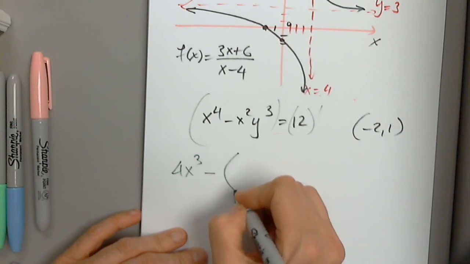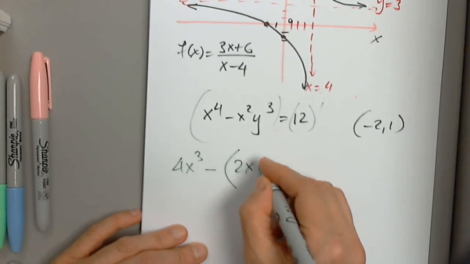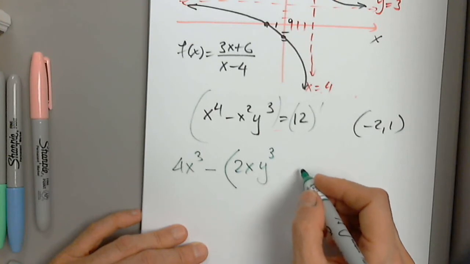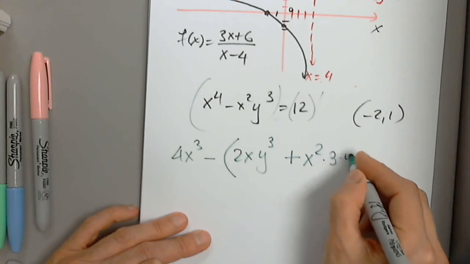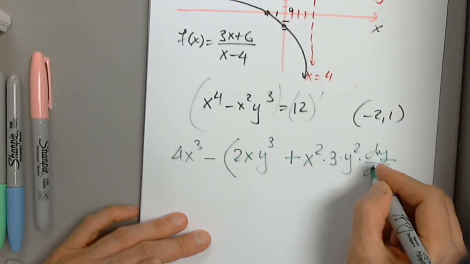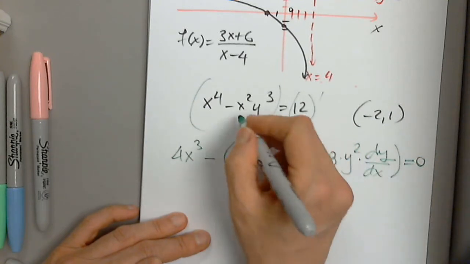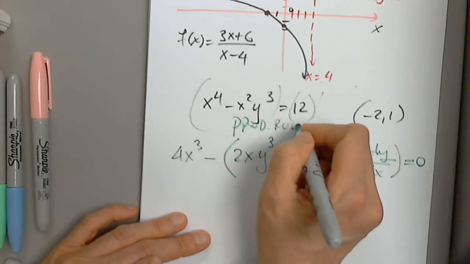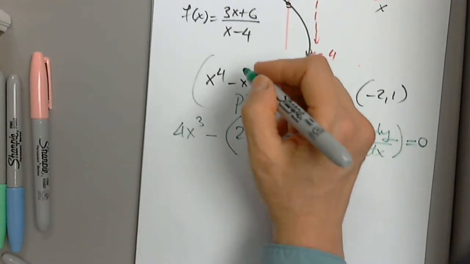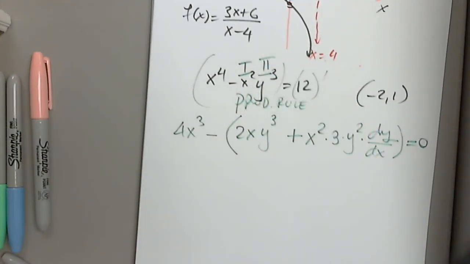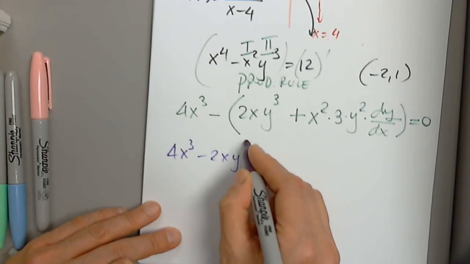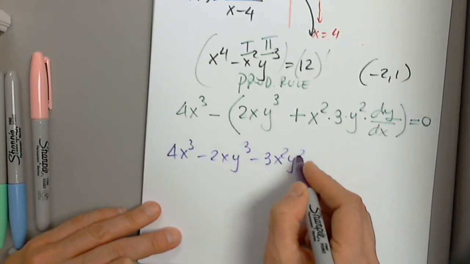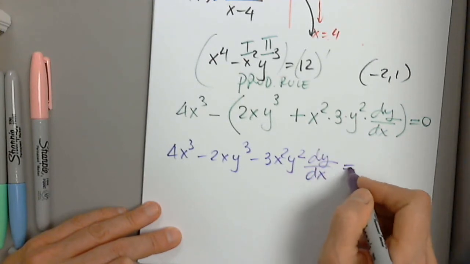So we differentiate the left-hand side, we differentiate the right-hand side, and we have 4x to the third minus, very good, 2x times y cubed plus x squared times 3 times y squared times dy over dx equals 0. Product rule. Function 1, function 2. Clear? So then 4x cubed minus 2xy cubed minus 3x squared y squared dy over dx is 0.